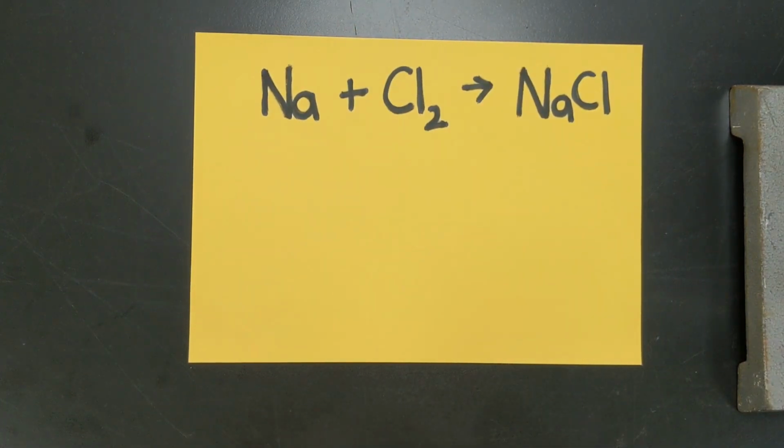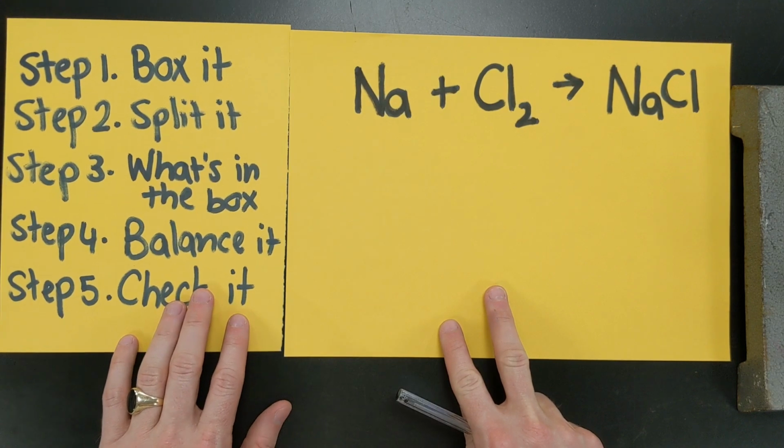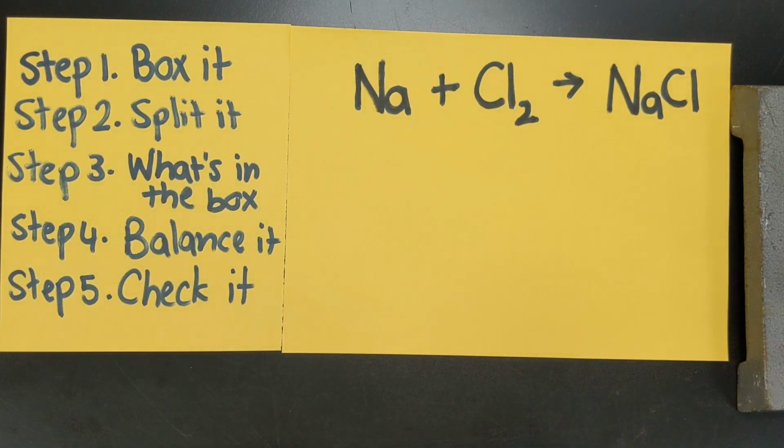Hello everybody, today I'm going to talk to you about balancing equations and a couple of things I like to do just to make life a little bit easier. First thing I'm going to introduce you to are a couple of the steps that we're going to follow. Step 1, we're going to box it. Step 2, we're going to split it. Step 3, we're going to see what's in the boxes. Step 4, we're going to balance it. And step 5, we're going to check it.